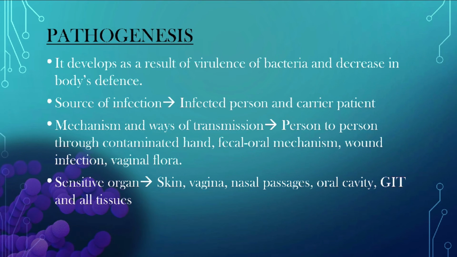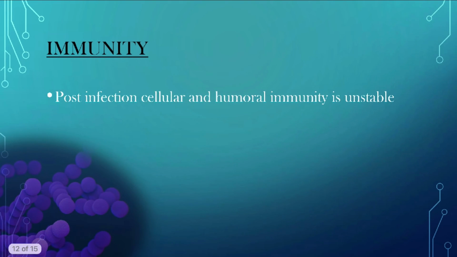And about the pathogenesis, it develops as a result of the virulence of the bacteria and decrease in the host's defense, as we know what pathogenesis is. And the source of infection is the infected person and carrier patients. The mechanism and ways of transmission are from person to person through contaminated hands, the fecal-oral mechanism, wound infection, and vaginal flora. Next is about the sensitive organs like skin, vagina, nasal passage, oral cavity, gastrointestinal tract, and all tissues. Immunity is a post-infection cellular and humoral immunity which is unstable in nature.